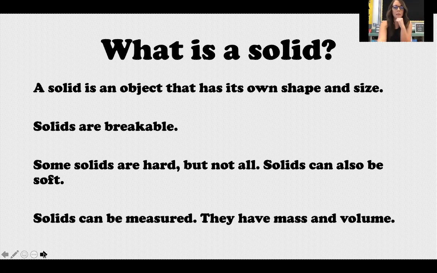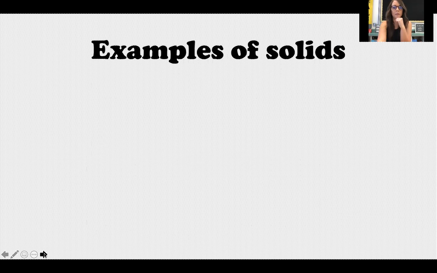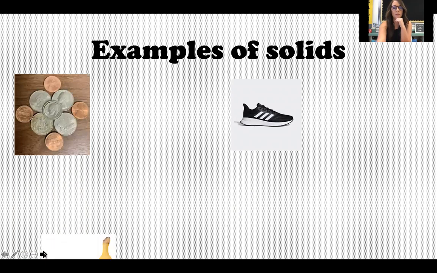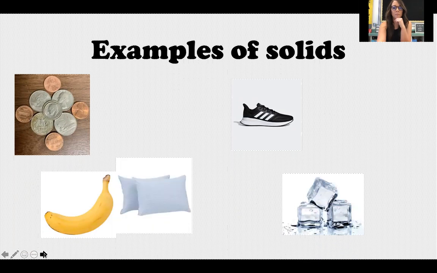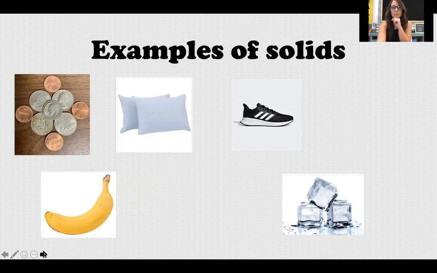All right, let's look at some examples of solids. A shoe is a solid. Coins, a banana, an ice cube, a pillow. There's a soft solid. So even though a pillow is soft, it is still a solid. Cotton balls are soft. They're still a solid. Your blanket is soft. It's a solid. It doesn't matter if it's hard or soft. It matters, does it have its own shape and size? Can it be broken?